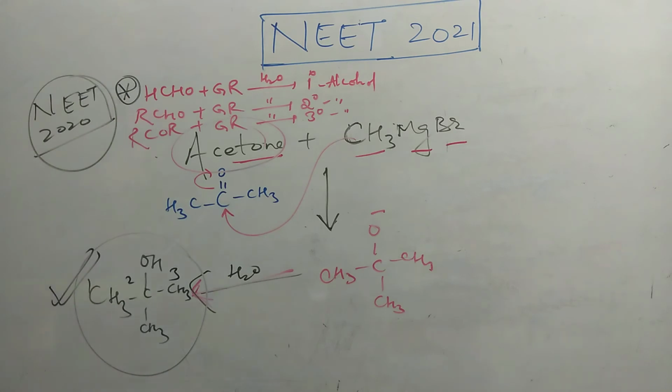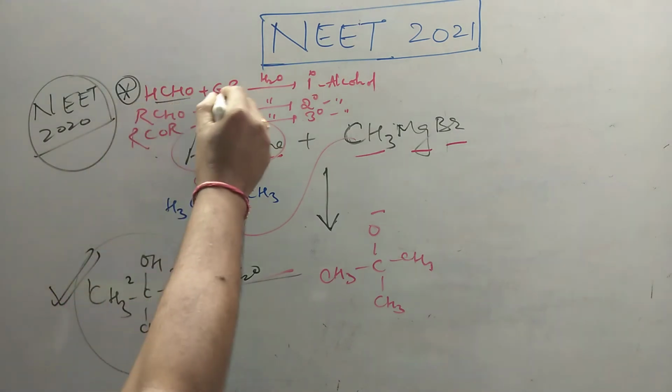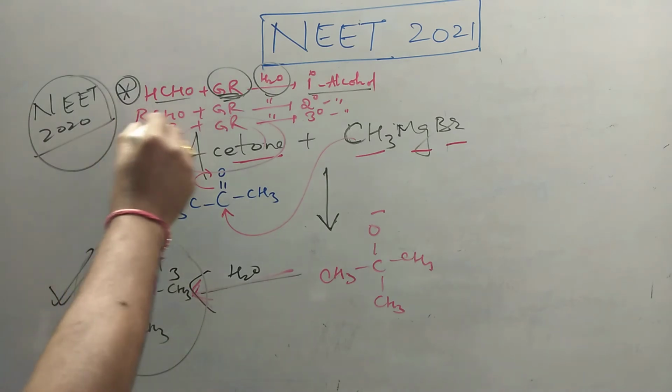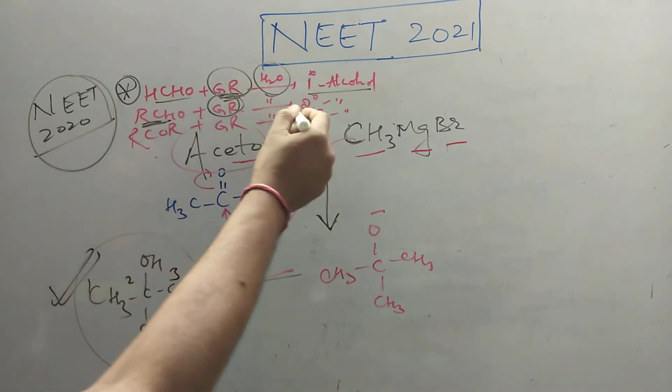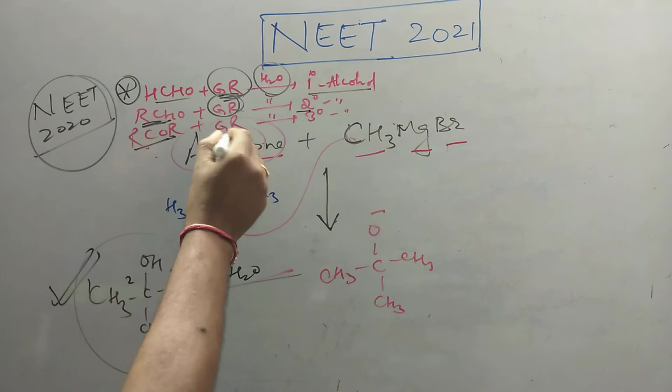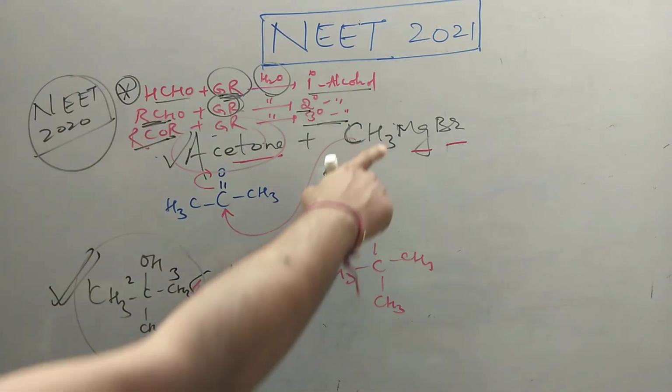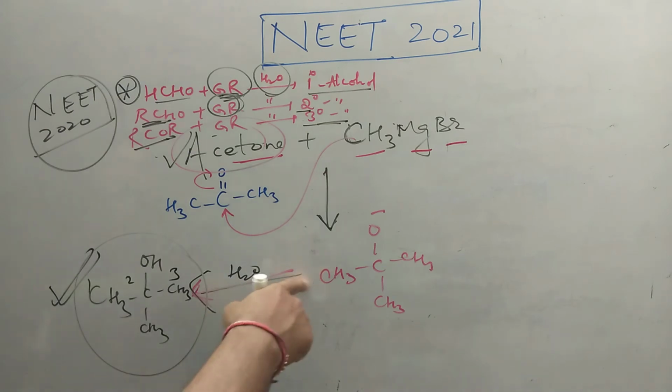So when formaldehyde reacts with Grignard reagent and undergoes hydrolysis, it forms 1 degree alcohol. When other aldehyde reacts with Grignard reagent, it gives 2 degree alcohol. When ketones react, then it gives 3 degree alcohol. So here acetone is a ketone. It reacts with methyl magnesium bromide and undergoes hydrolysis to form tertiary butyl alcohol, or we can say 2-methyl propane-2-ol. So this was asked in NEET 2020.